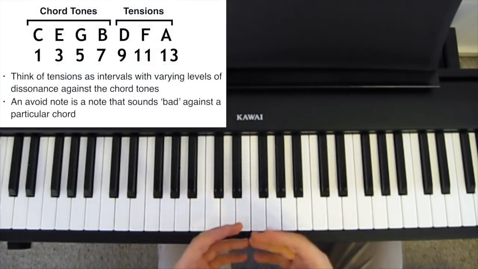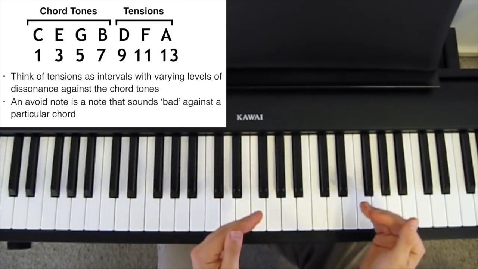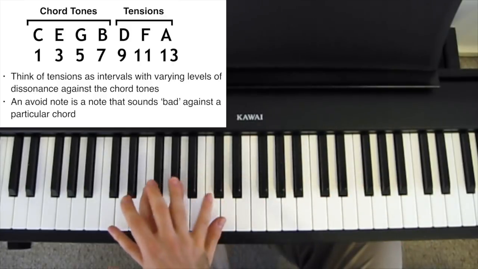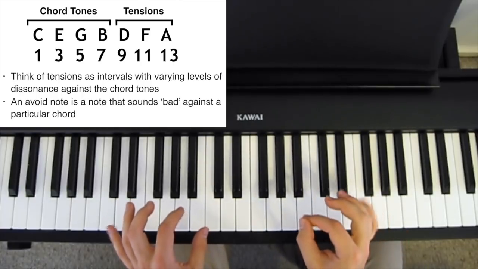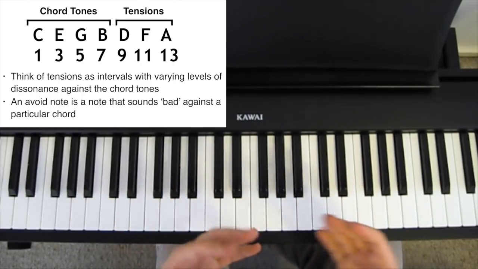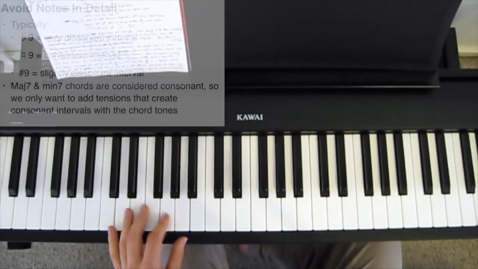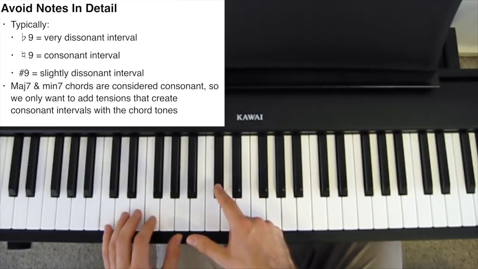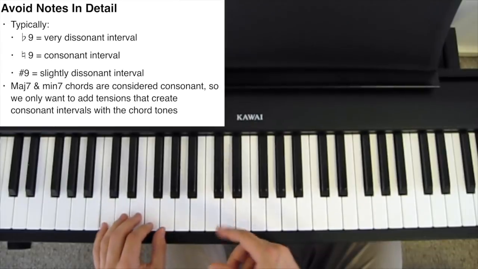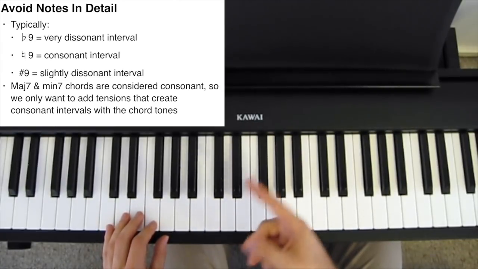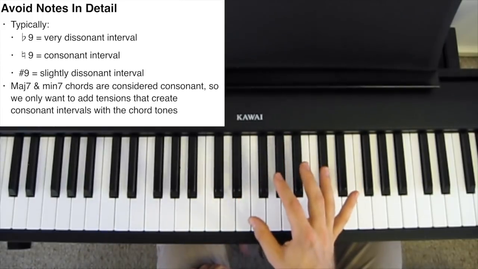And it's best to think about tensions, or these higher notes, as intervals with varying levels of dissonance against the chord tones. Ultimately, an avoid note is a note that sounds bad against a particular chord. Now, this is somewhat subjective, but typically a flat 9 interval is considered very dissonant, a natural 9 interval is considered very consonant, and a sharp 9 interval is considered a little bit dissonant.